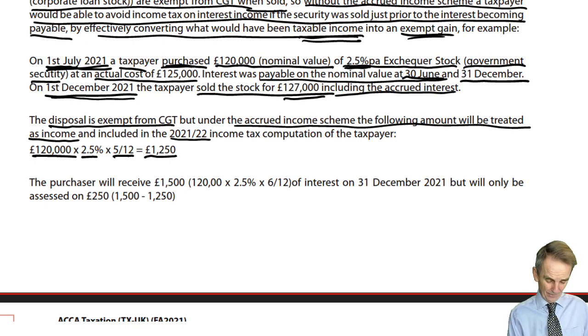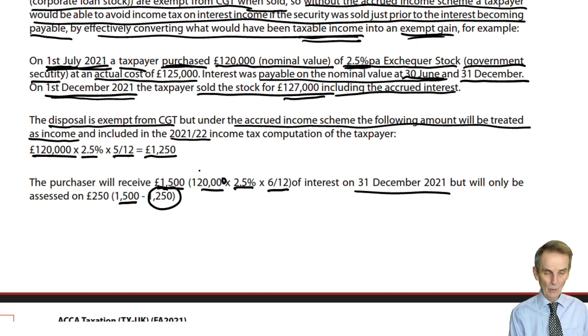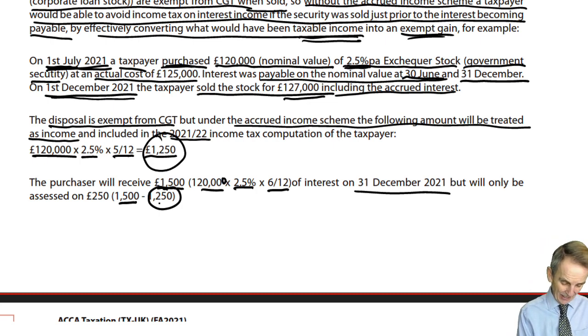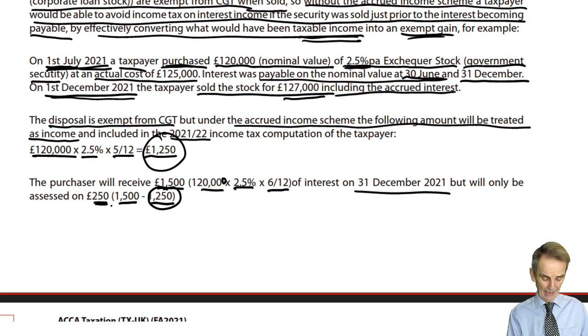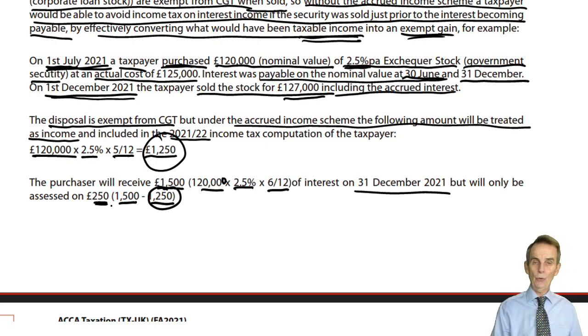The purchaser will receive the £1,500 on the £120,000 there, at 2.5% for 6 months of interest on the 31st of December 21. So they'll receive £1,500. But of course, the accrued income within that, for which they've paid more money to buy the security, which has already been assessed on the taxpayer who sold them the security, is deducted there. So they'll simply be assessed on the remaining £250. Hence the accrued income scheme.